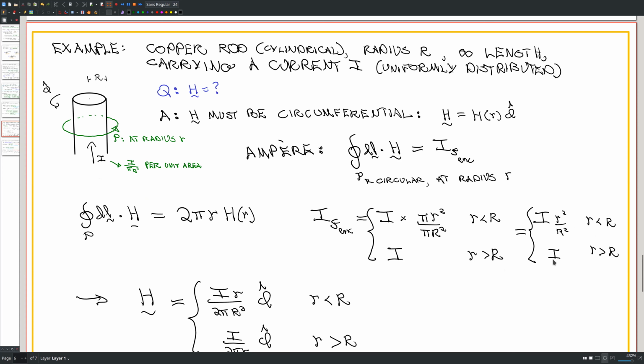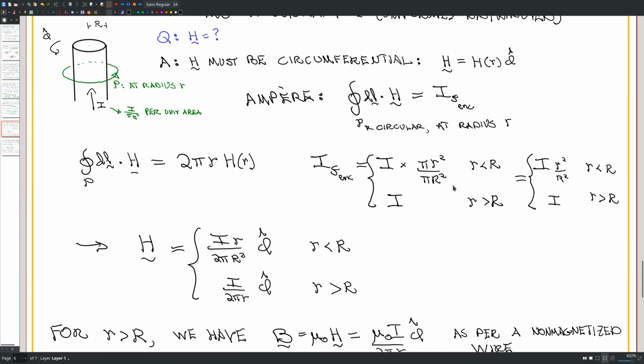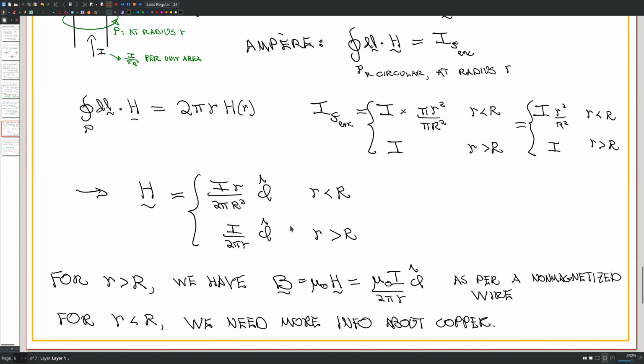So equating left-hand side and right-hand side immediately gives us the answer for the H field of this configuration. It's got a different value inside and outside the cylinder. Okay, so it grows with r, reaches its maximal value at the radius corresponding to the radius of the cylinder, and then starts falling like 1 over radial distance.